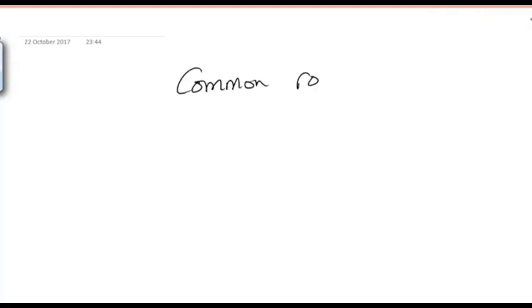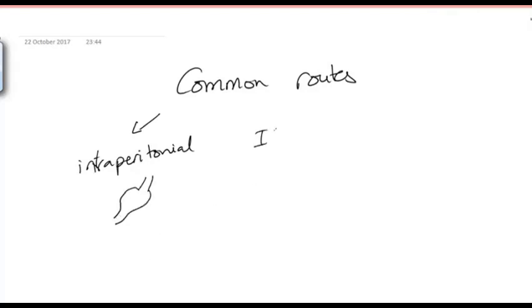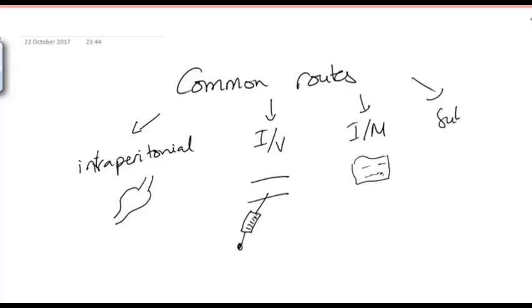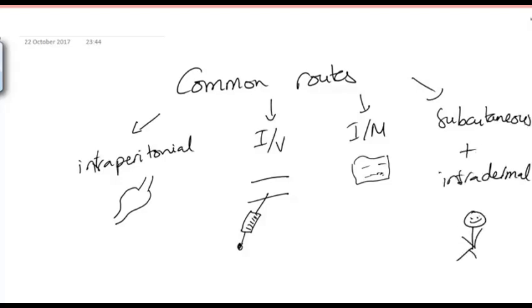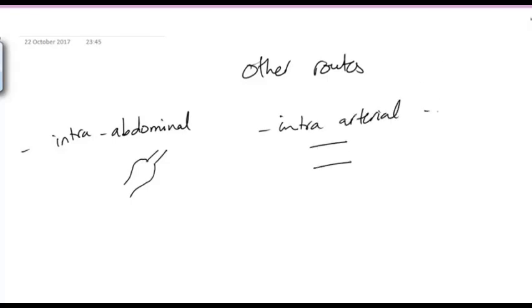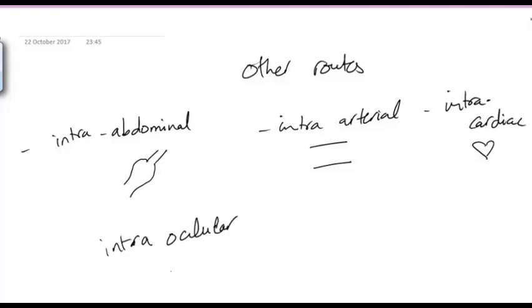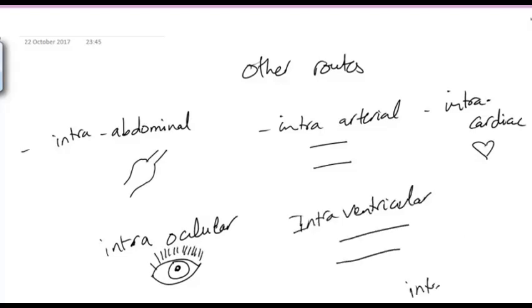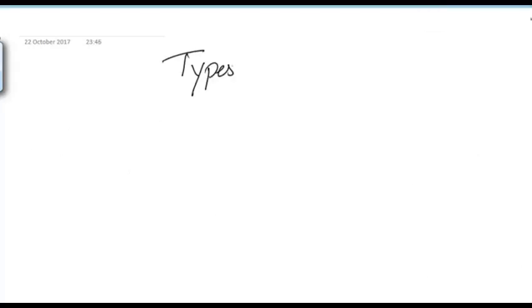So next are the common routes from which we can administer parenterals. The first route is going to be intraperitoneal. You can give it through intravenous IV. We can give it through IM, intramuscular. We can give it through subcutaneous and intradermal routes. Now, there are lots of routes involved, it's not only that. I'll mention some. It can be intra-abdominal, intra-arterial, intracardiac. And it can be intraocular, which is through the eye, which is very interesting. And it can be intraventricular, intrauterine, and lots of others.